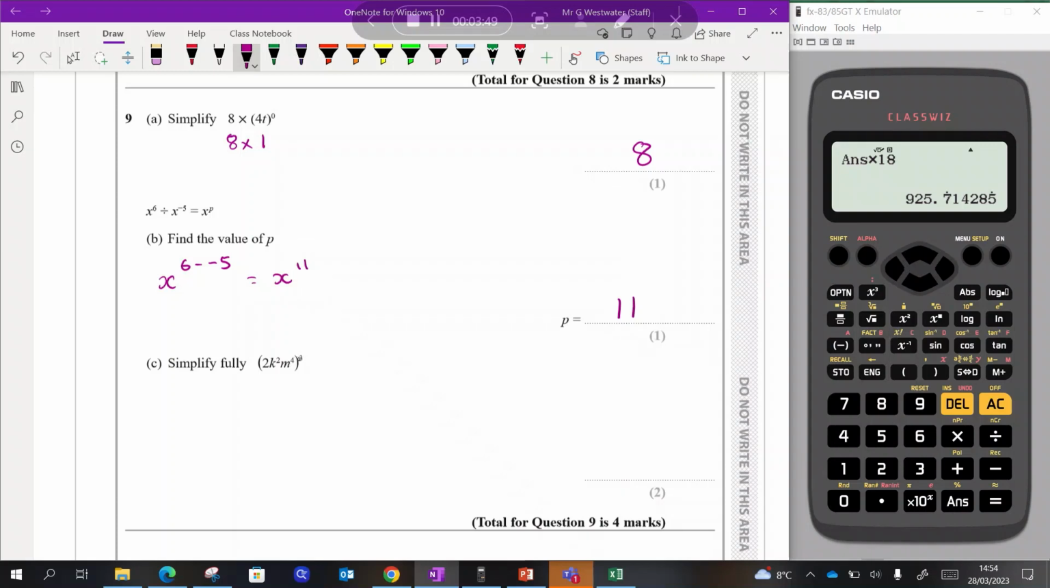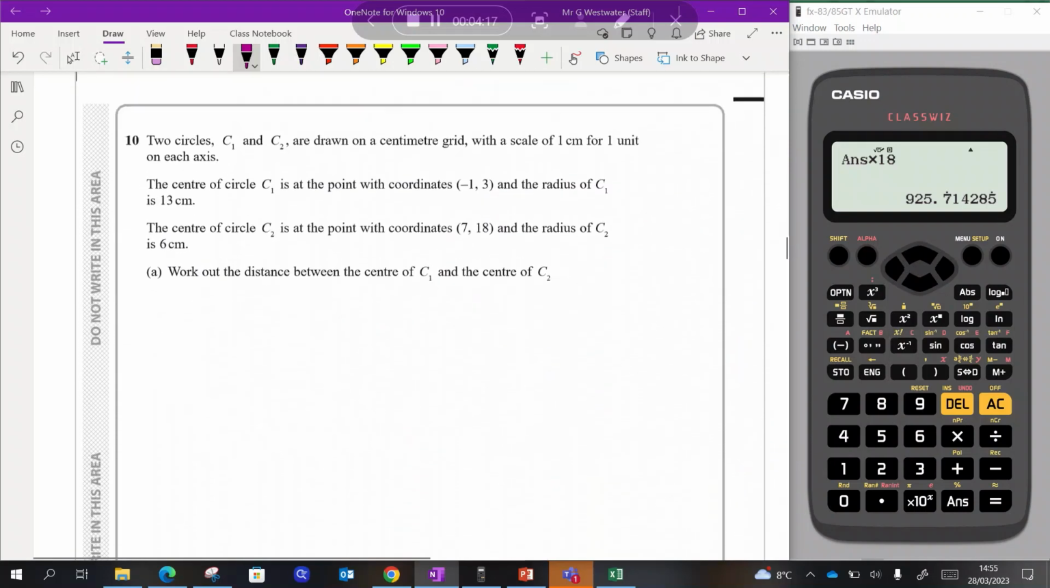And finally, simplify fully. When I've got a power outside, it's important to remember that that power is affecting every single term. So it will multiply those powers here, and if we think about 2 to the 1, this is going to become 2 cubed, k to the 6, m to the 12. But I wouldn't leave it as 2 cubed, I'd leave it as 8, k to the 6, m to the power of 12. Okay. On to question 10.